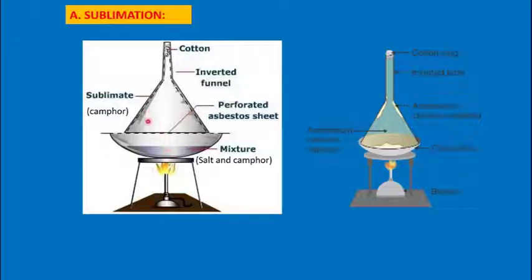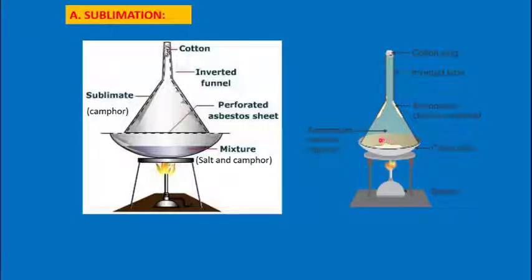So here is a mixture of salt and camphor. One is a sublimable substance, camphor, and the other one is non-sublimable. So this kind of mixture can be easily separated by the method known as sublimation. Now you can see this diagram here. Here also is another example. We are taking in the china dish salt and ammonium chloride. Ammonium chloride is also a sublimable substance.